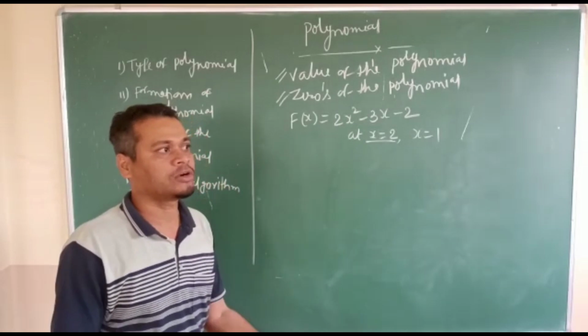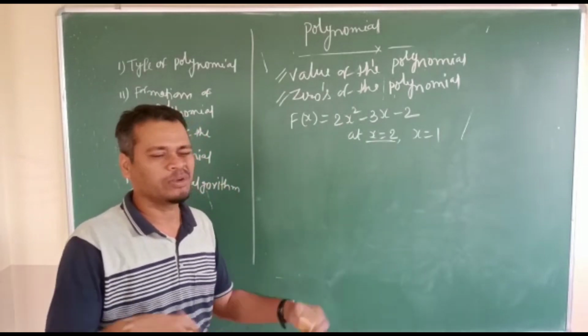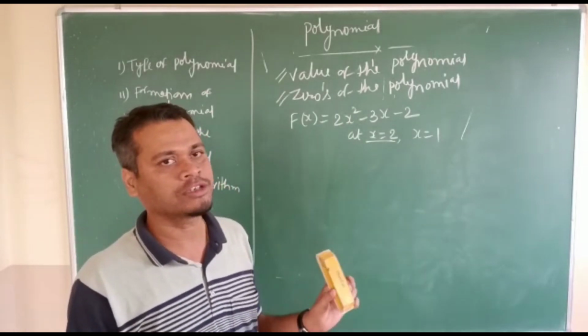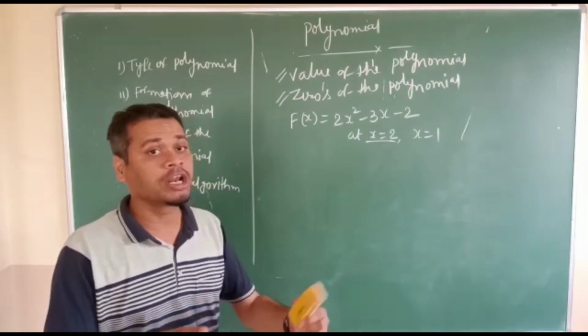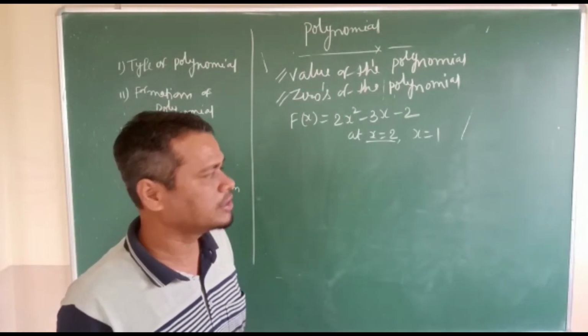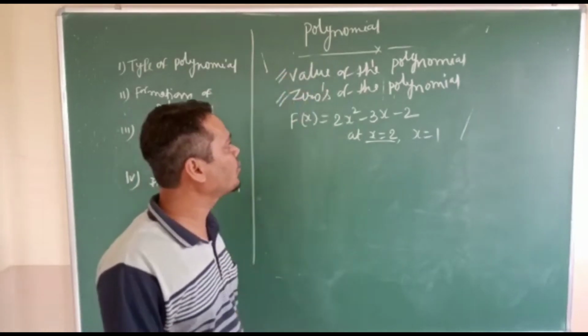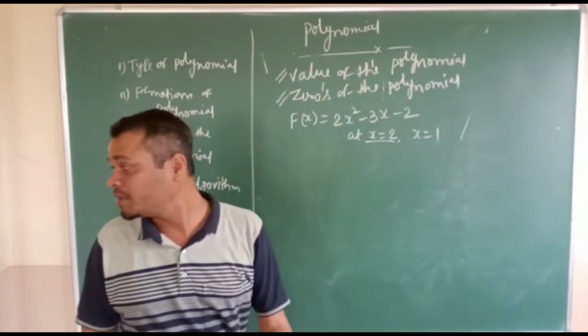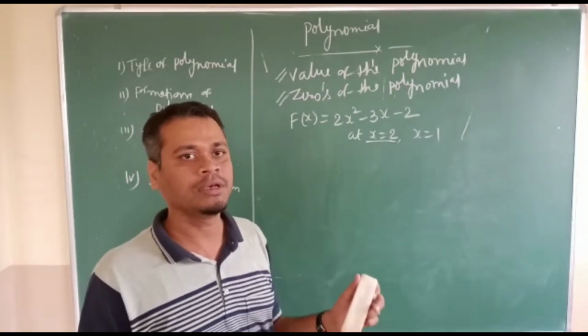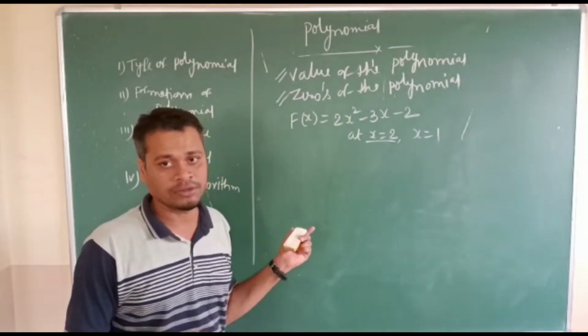Okay children, so in the first video I discussed what a polynomial is. Under that we discussed many things, but mainly we focused on what a polynomial is and what the degree of the polynomial is. Those are the two important things. Now in this video we are going to discuss the value of the polynomial and zeros of the polynomial. These are the two topics we will mainly focus on.